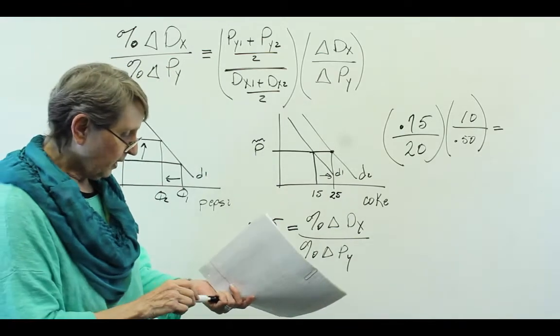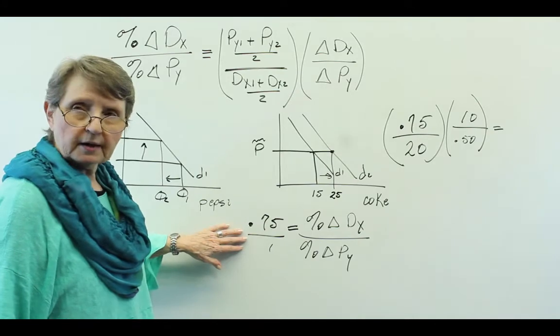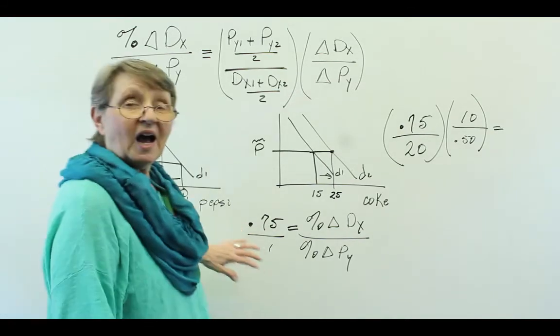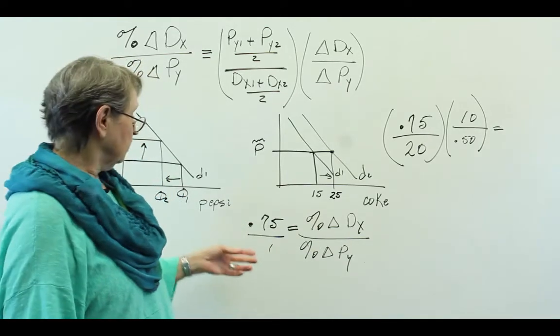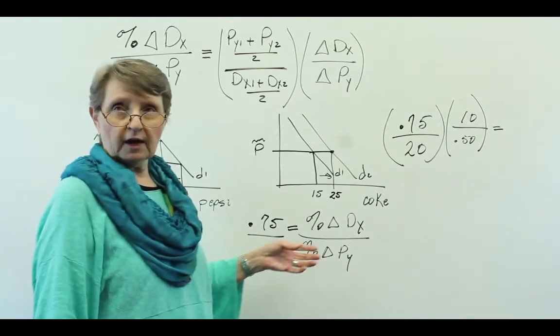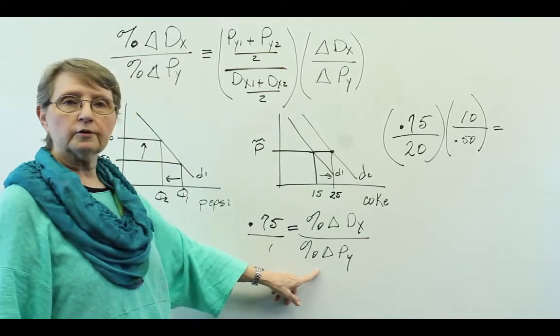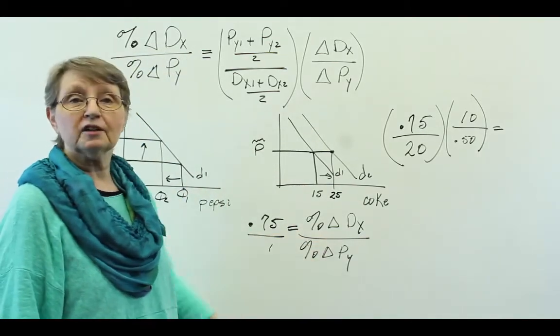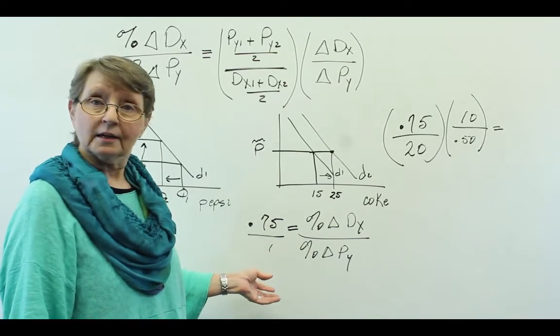If the goods are substitutes, this is always going to be a positive number. The more positive the number is, the closer they are to substitutes. If this number, instead of being 0.75, had been 75, then it would say increase the price of this by 1%, and you're going to get a 75% increase in the demand. That would mean these things are almost identical.